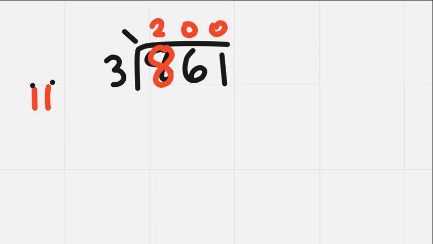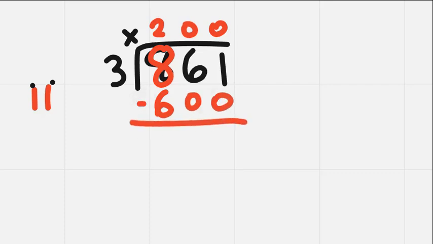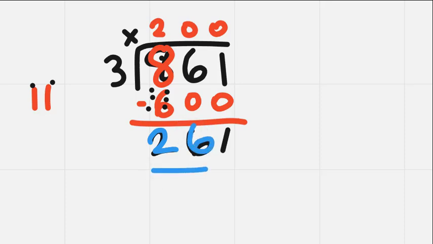And then we're going to multiply. 2 times 3 is 6. We'll put the 2 zeros as placeholders and then subtract. 1 minus 0 is 1. 6 minus 0 is 6. And then we count 8, 7, 6, 5, 4, 3, 2. So next we'll look at 261. The first number is 2, which is smaller than 3. So that means we have to look at the next number also, the 6.